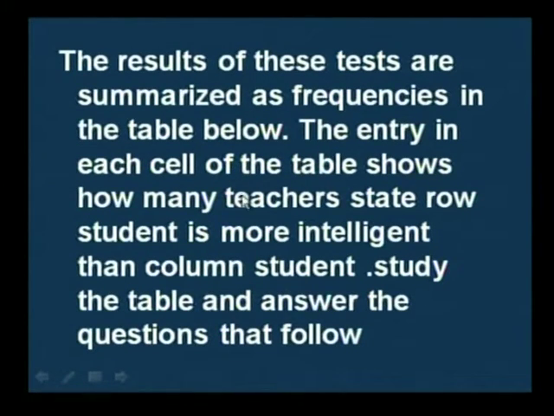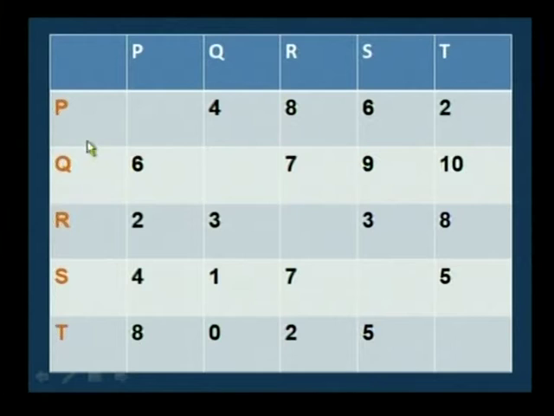The results of these tests are summarized in the form of a frequency table. What you should note here is the entry in each cell of the table shows how many teachers state the row student is more intelligent than the column student. These are the column students P, Q, R, S, T, and these are the row students P, Q, R, S, T. P and P there will not be any figure because we do not compare them. We compare P and Q, and 4 teachers have rated that P is more intelligent than Q. That is how the table has to be read.